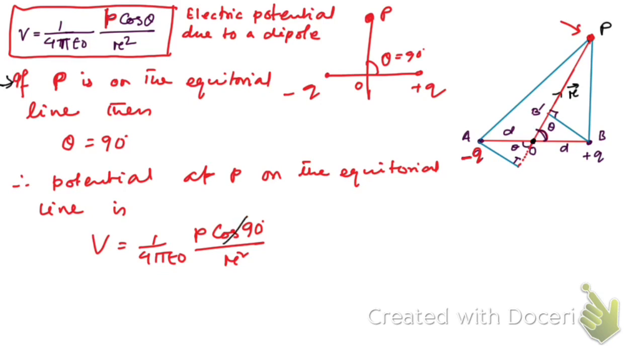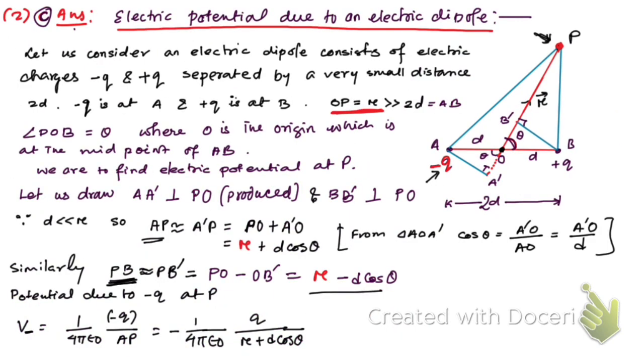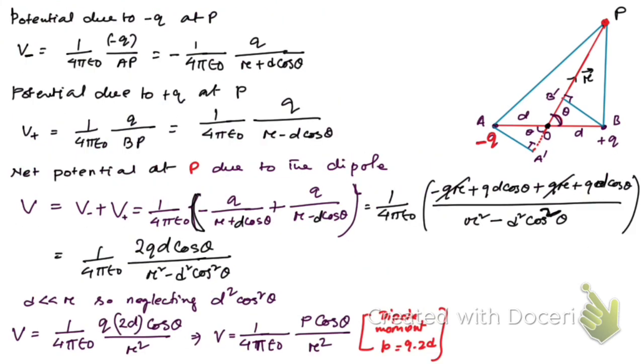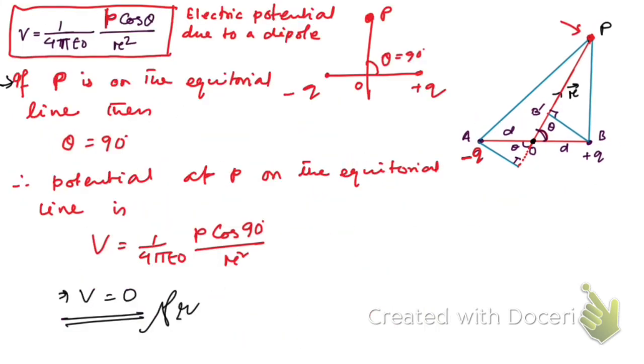So cos 90 is 0, that's why this whole thing is going to be 0. So that's why V is equal to 0. This is the second part of this question. Here you see, the electric potential at any point on the equatorial line is 0. So that is what we have shown here. This is proved, right? So hope you have understood. And the first part is this. So this is the expression. So pause the video and note it down.